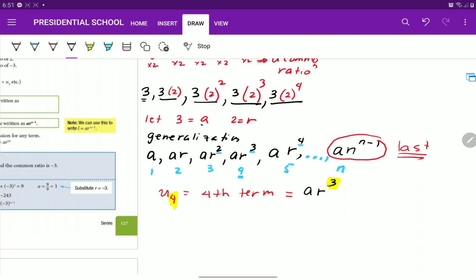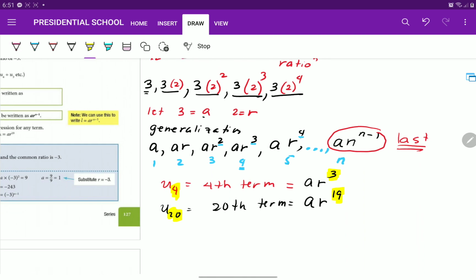Okay, if you are looking, for example, for the u sub 20, the 20th term, so what would this be? AR to 19, because it's always one less than the position. Okay, don't forget that. 20th term is AR to the 19.